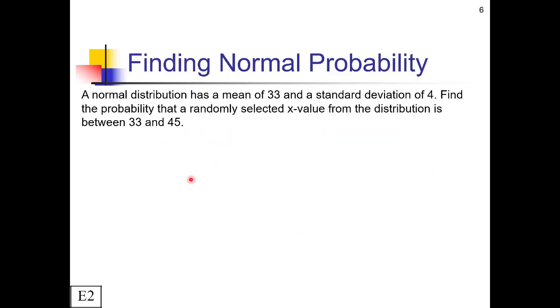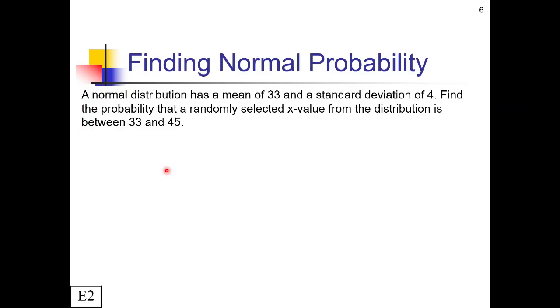For this next one, they're telling us that a normal distribution has a mean of 33 and a standard deviation of 4. So now we're getting specific. They want us to find the probability a random x value from this distribution is between 33 and 45.